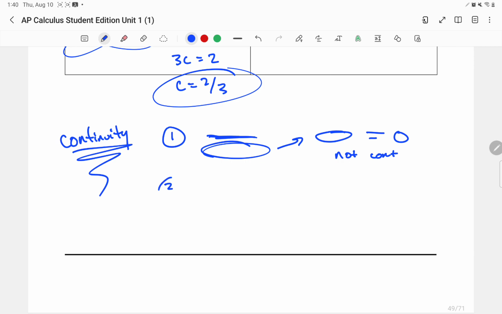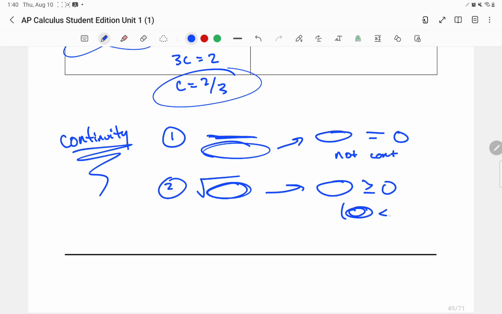Okay. The second thing we can look at is, do we have a radical? Anytime you have a radical, whatever's inside of your radical must be greater than or equal to 0. So if we take the opposite of that, anytime what's inside of your radical is less than 0, we will not be continuous.